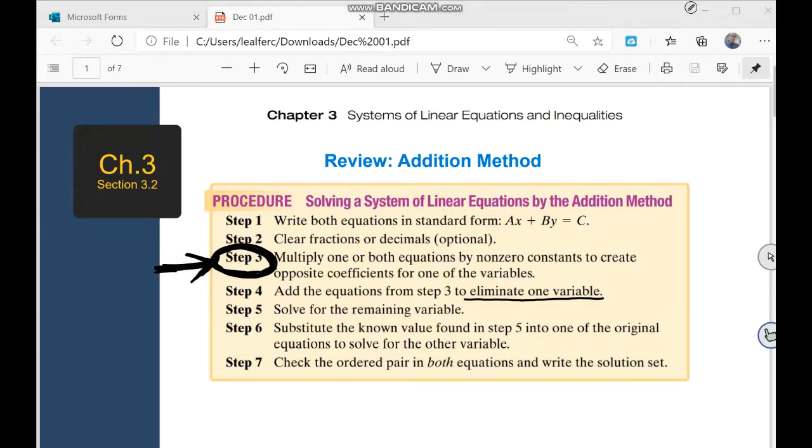I will show you a few examples. I will show you how I choose the number. But at the end of the day, you need to make this decision. It's going to be up to you to decide the number to multiply one or both of the equations by, to be able to eliminate one of the variables.